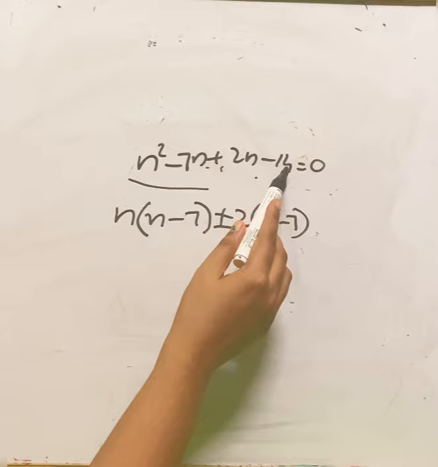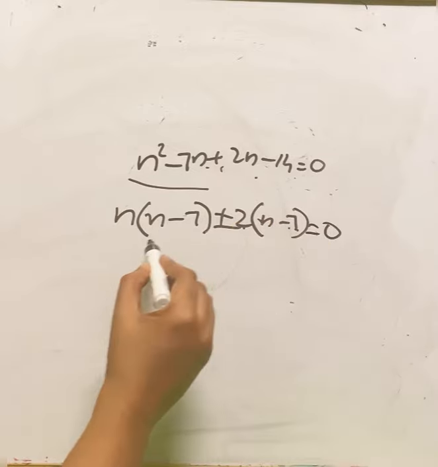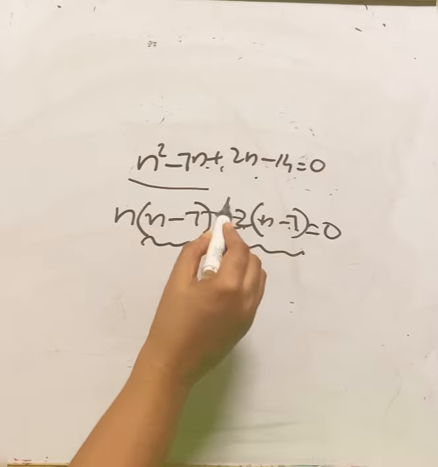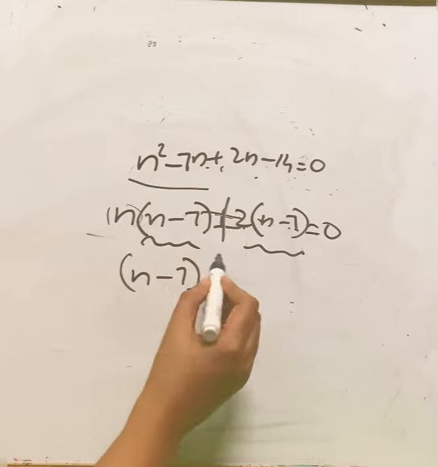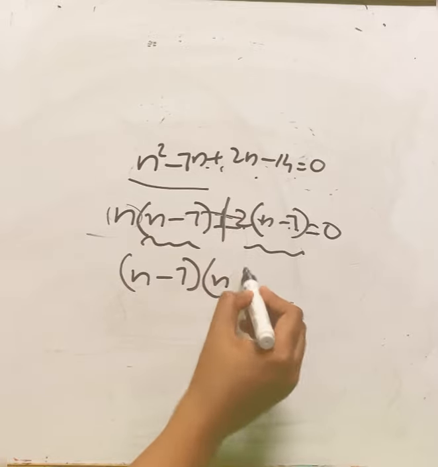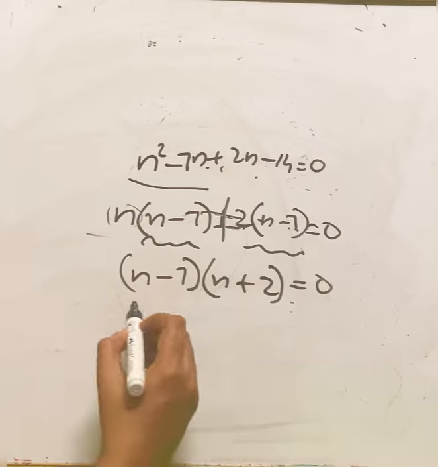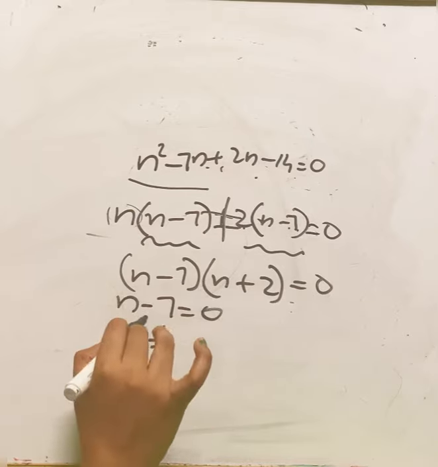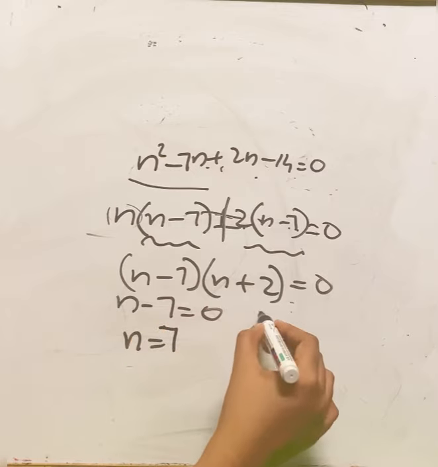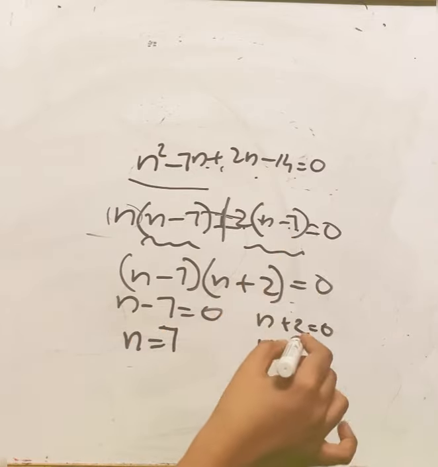We can verify it with the last term: plus 2 into minus 7, minus 14, equal to 0. Now this bracket is common in these two terms. Take that bracket outside. Here what is left is n and plus 2, equal to 0. Now equate each term to 0. It becomes n minus 7 equal to 0, n equal to plus 7. Here n plus 2 equal to 0, then n equal to minus 2.